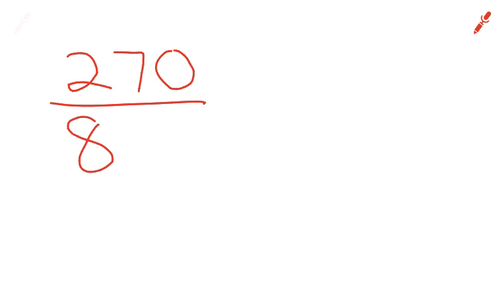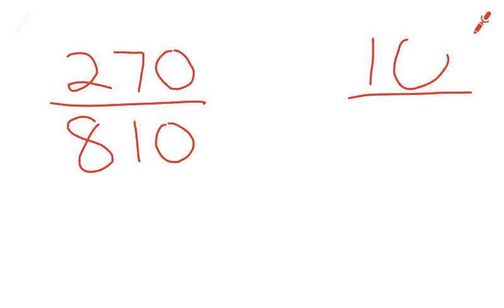G, getting even bigger. 270 over 810. Okay, what goes into both 270 and 810? 270 and 810 are divisible by 10. Just like the last one, they both end in 0. So we know they're both divisible by 10. 10 goes into 270. Can I show you a cool trick? If there's zeros here at the end, you can just cross them out. And it'll be 27 over 81.